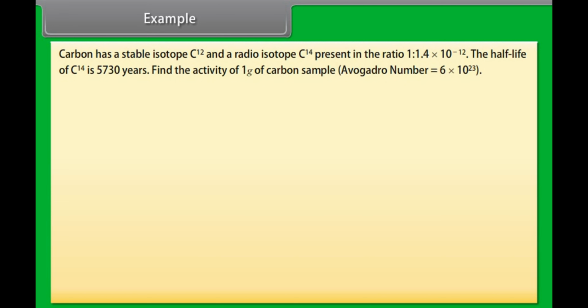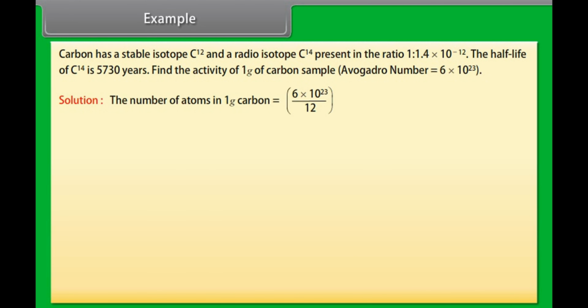Example: carbon has a stable isotope carbon-12 and a radioisotope carbon-14 present in the ratio 1:1.4 × 10^−12. The half-life of carbon-14 is 5,730 years. Find the activity of 1 gram of carbon sample. Avogadro's number is equal to 6 × 10^23.